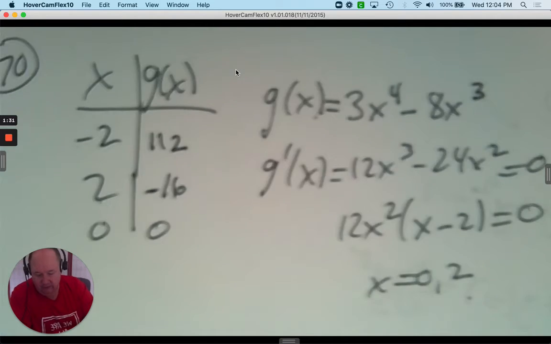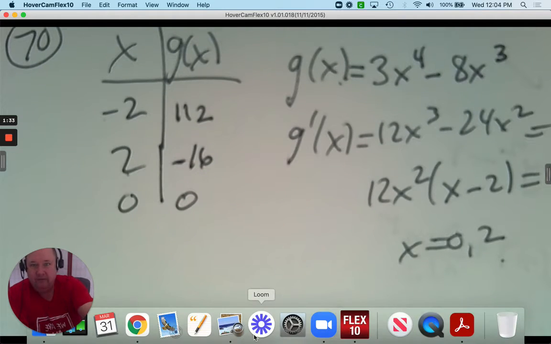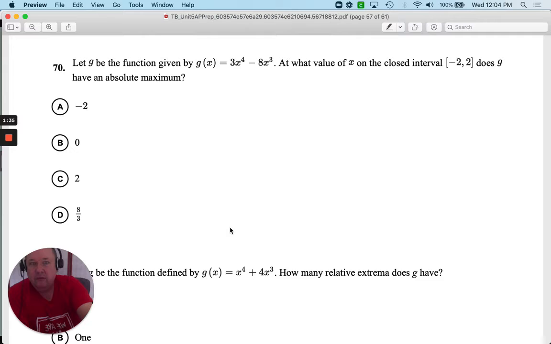And so the question for number 70 is, at what x value do you have maximum? So that answer is -2, because it gives me the greatest value.